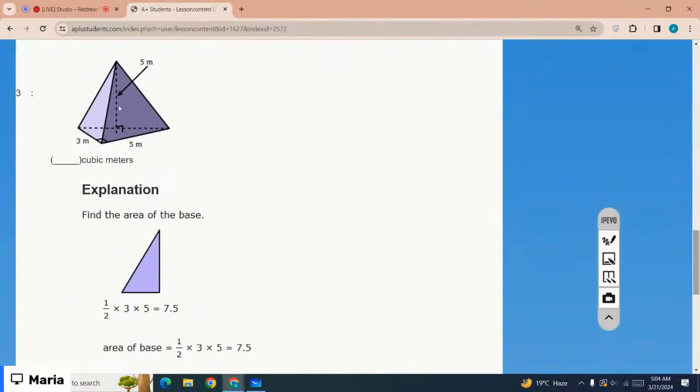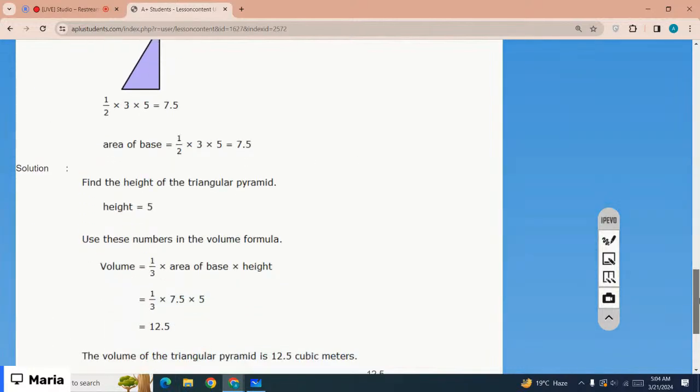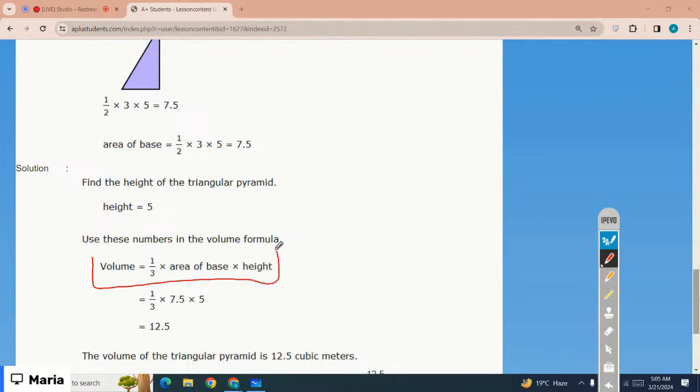You can see here the height of the triangular pyramid is 5. So the volume is 1/3 times the area of the base times height. Because the base is a triangle, you have to do half times base times height for the area. Then use the formula for the volume of the triangular pyramid, that is V equals 1/3 times area of the base times height. Just substitute the values, replace the variables with the values, and do the calculations.